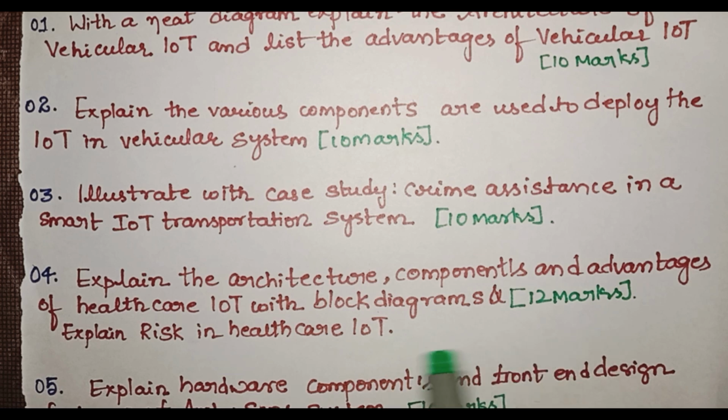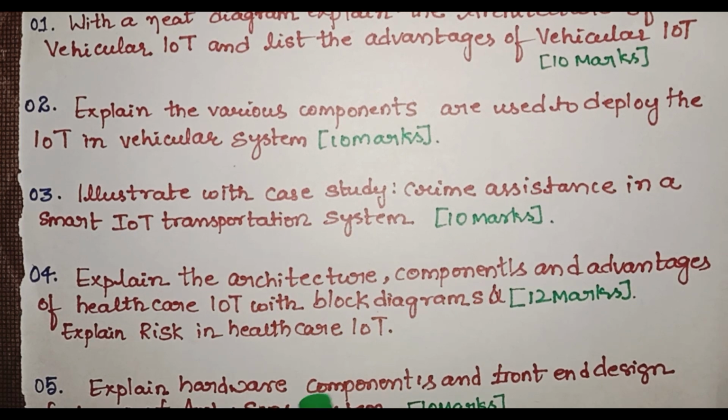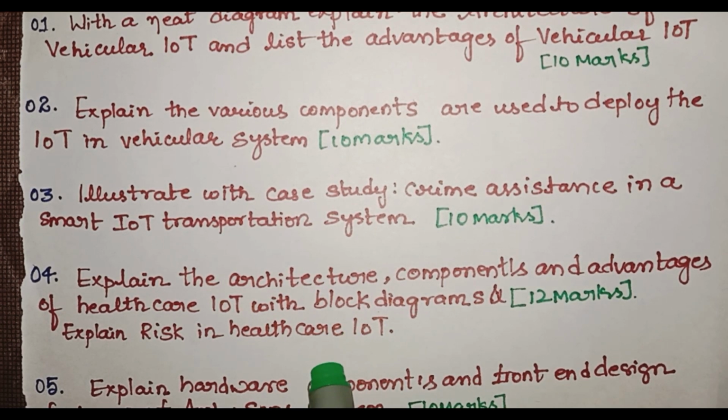And they have asked the advantages of healthcare IoT. The advantages of healthcare IoT are namely real-time, low cost, easy management, automatic processing, easy record keeping and easy diagnosis. These are the advantages of healthcare IoT. And at last they have asked explain risk in healthcare IoT. Even though IoT is very important, there is also a risk in healthcare IoT. So let us see what are the risks in healthcare IoT: loss of connectivity and security risk. These are the risks in IoT healthcare.